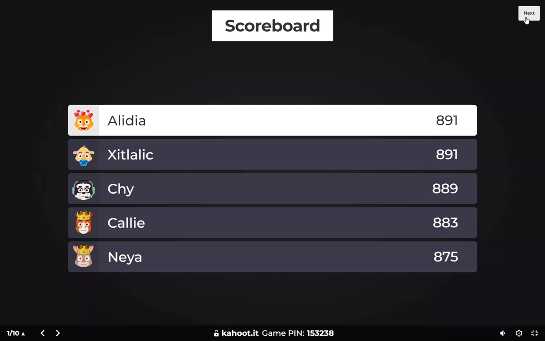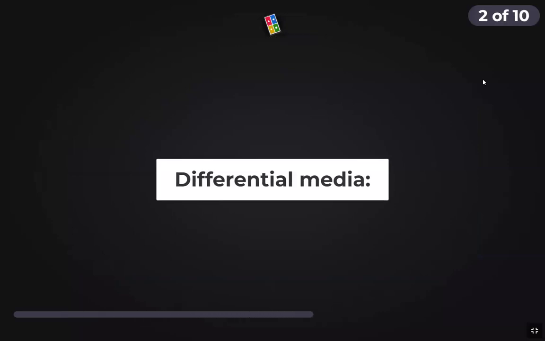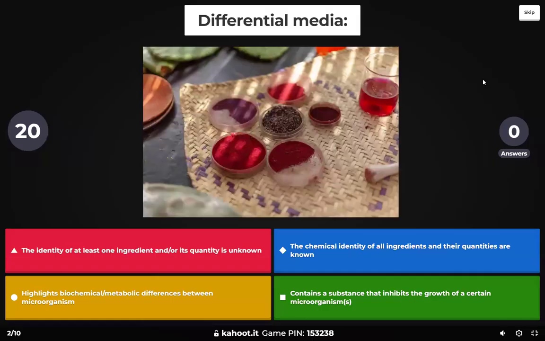If you can't think to that on your own, that's what I mean by understanding the material. Make sense? Okay. Makes sense now, right? But then when we get down to doing it ourselves, keep that in mind. All right, differential media, what is it?